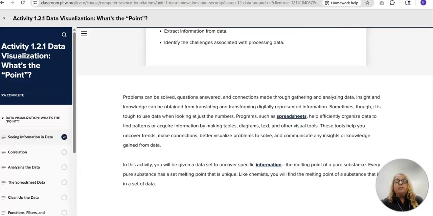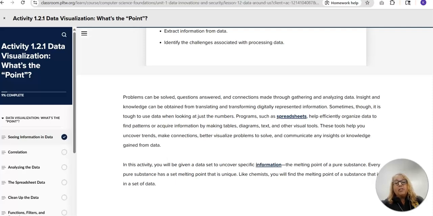So here's some things to think about. Problems. We have all kinds of problems in life, and they can be solved. Questions can be answered, and connections can be made through gathering and analyzing data. Insight and knowledge can be obtained from translating and transforming digitally represented information. Sometimes, though, it is tough to use data when looking at just the numbers.